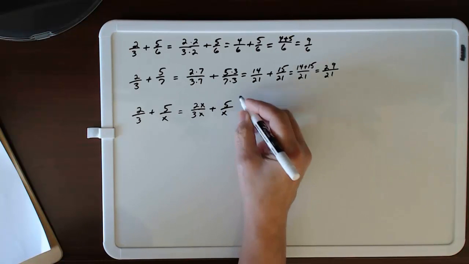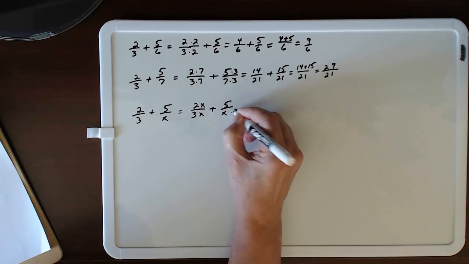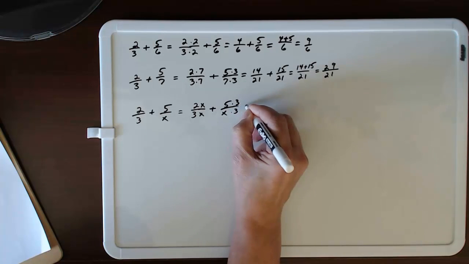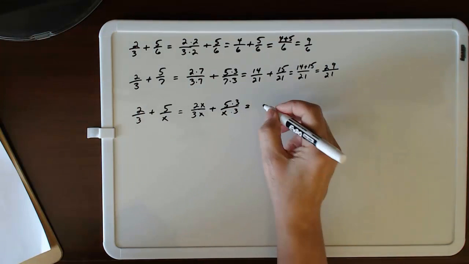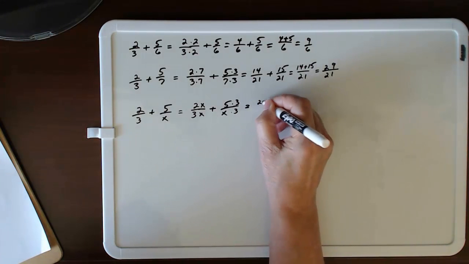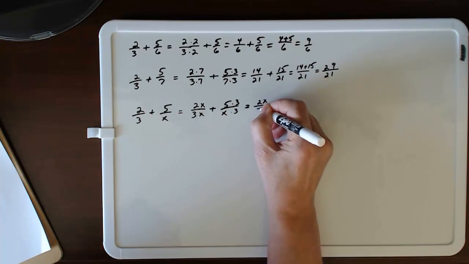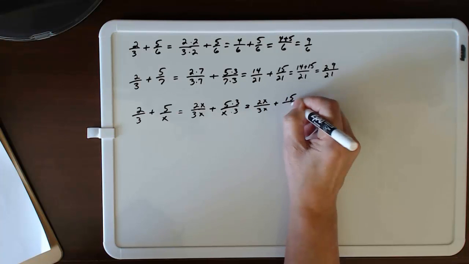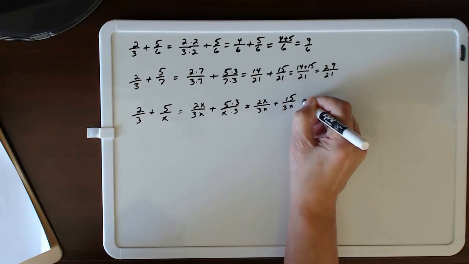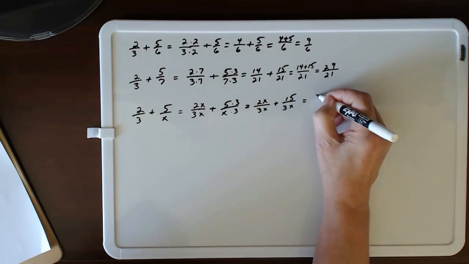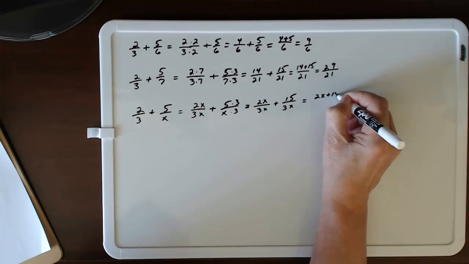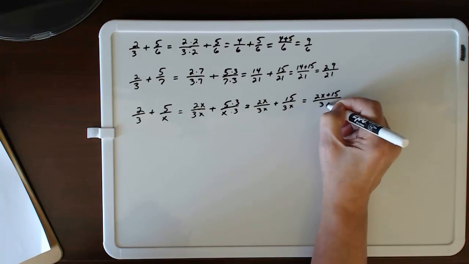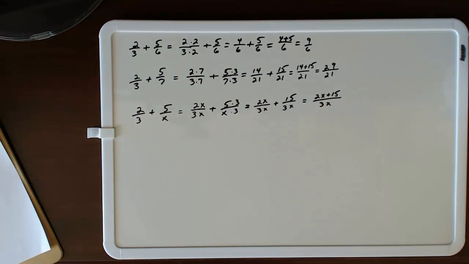We need a 3 down here, so we multiply the denominator by 3 and the numerator by 3. This gives us 2x divided by 3x plus 15 divided by 3x. We now add the numerators, 2x plus 15 divided by 3x, which is our answer.